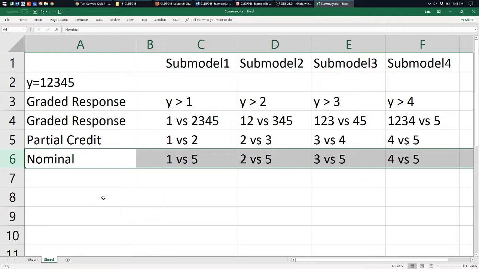Nominal is for unordered categories. It is parameterized differently across programs, but the bottom line is that one of the categories is usually termed the reference, and each submodel is relative to that. So in this case, 5 is the reference. The first submodel is, given that you answered 1 or 5, what's the probability that you picked 1? Given that you answered 2 or 5, what's the probability that you picked 2?